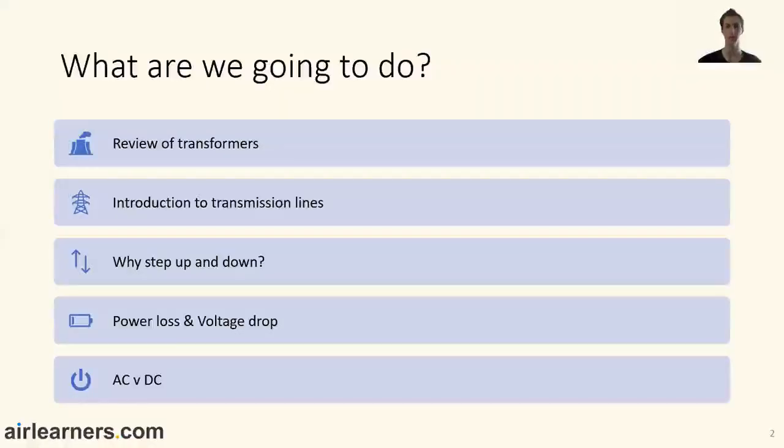So what are we going to do? We are going to do a quick review of transformers before introducing the main topic, which is transmission lines. We're going to look at why power is stepped up or voltage is stepped up and down, and then we'll be having a look at power loss and voltage drop. We'll then wrap up with a comparison of AC and DC power.